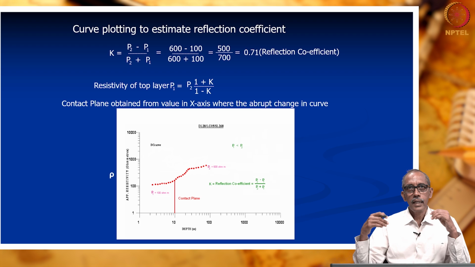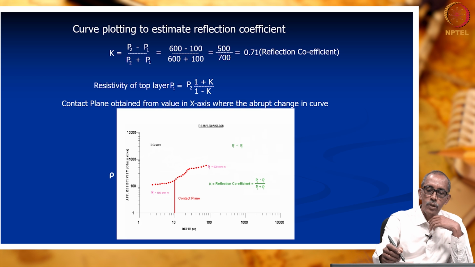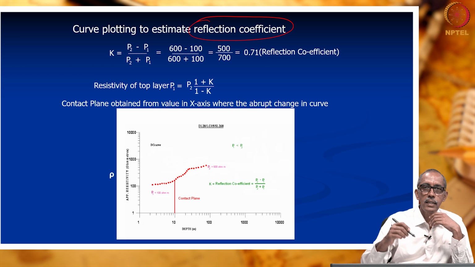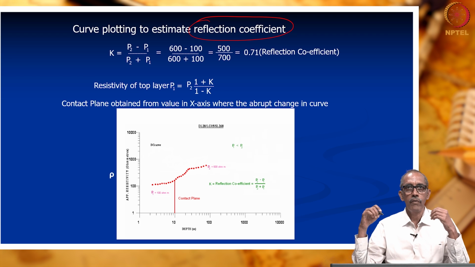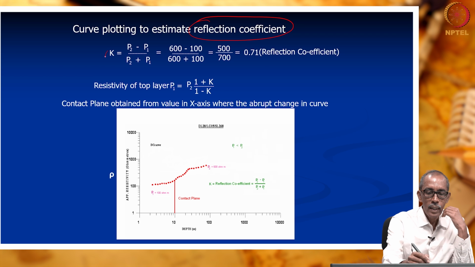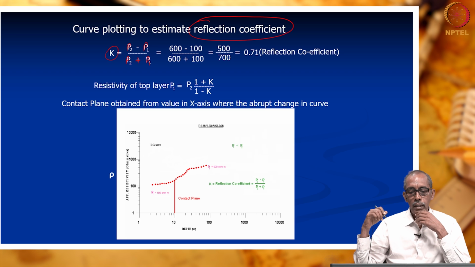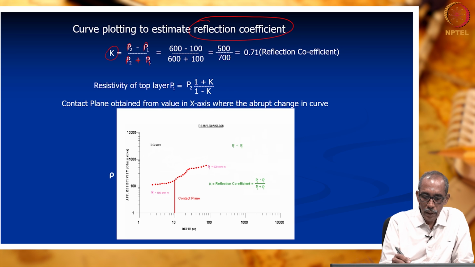Then the second method is to plot the curve like the previous method, and also we are able to estimate an additional coefficient known as the reflection coefficient. So, what is the reflection coefficient? Reflection coefficient K is given by rho 2 minus rho 1 divided by rho 2 plus rho 1, right. So, what are rho 1 and rho 2? They are nothing but the resistivity of the first layer and the resistivity of the second layer.